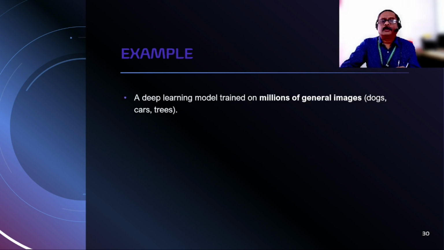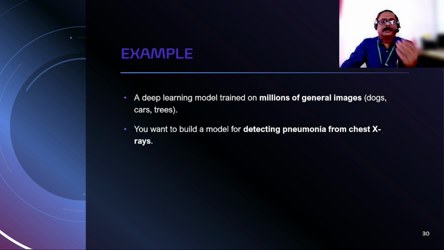For example, deep learning models trained on billions of general images like dogs, cars, trees are available. So we can build a model for detecting pneumonia from X-ray images. We have a model which is trying to identify objects of general things like dogs, cars, trees, streets, animals and all that. But nowhere did our data set have X-ray images or CT scan images or any such thing.